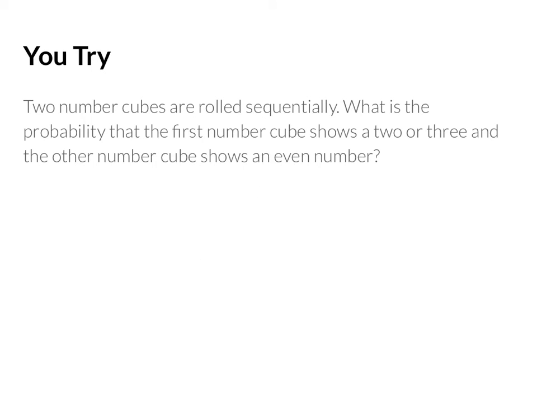Here's one for you to try on your own. You're going to pause the video, try the problem, and then play and check and see how you did. You do not need to copy the problem. 2 number cubes are rolled sequentially. What's the probability that the first number cube shows a 2 or 3 and the other number cube shows an even number? So my first event, a number cube, shows a 2 or 3, and my second event, a number cube, shows an even number.